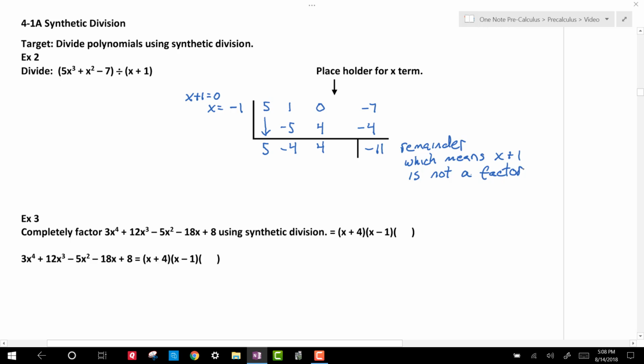But I can still write my answer just like I did yesterday. If you look at this 5 here, and we do what we did on the last one, 5x cubed divided by x is 5x squared. So this is 5x squared minus 4x plus 4. And then since I have a remainder, I can do one of two things. I can either write plus -11 over x plus 1, or I can just write minus 11 over x plus 1. Remainder over divisor. So that would be my answer for the division right there.